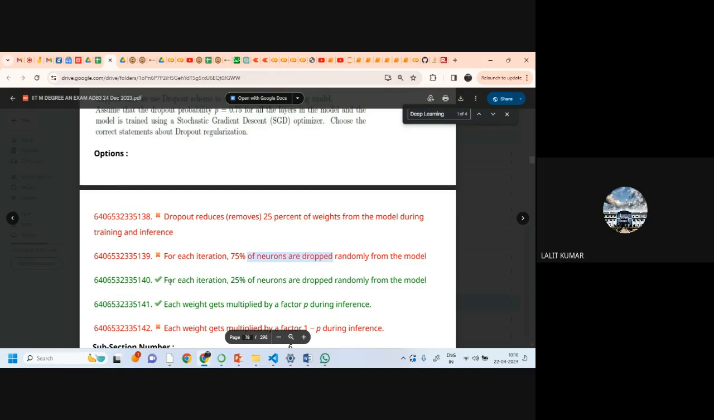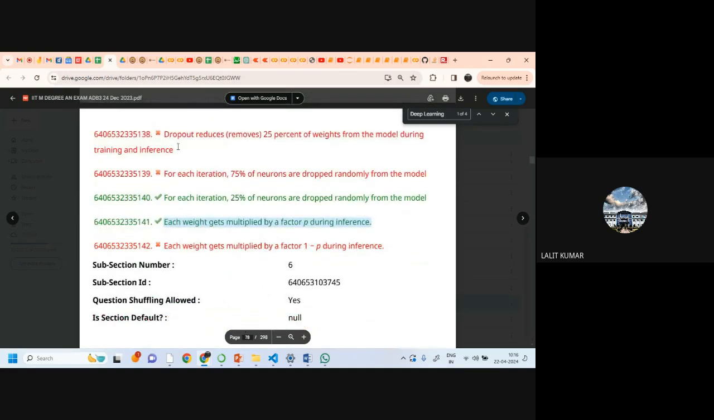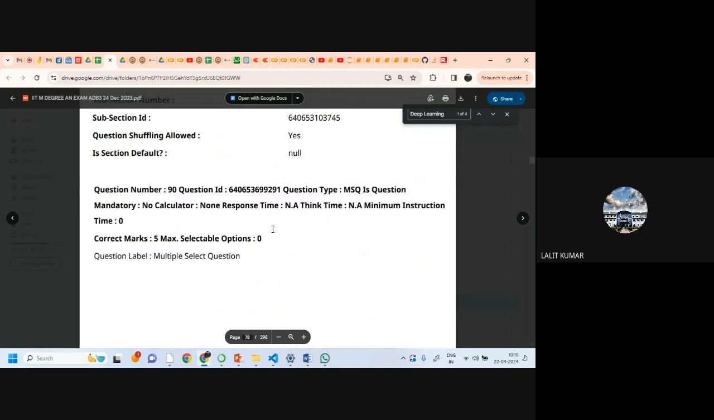So we have seen that for each iteration, 25% of the neurons will be dropped, and each weight gets multiplied by a factor P during inference. So that we have seen. This is the concept here.